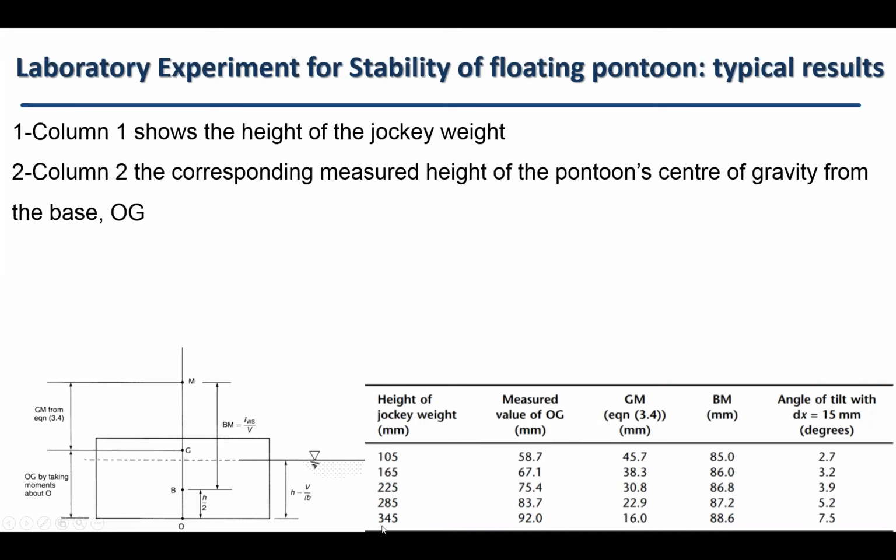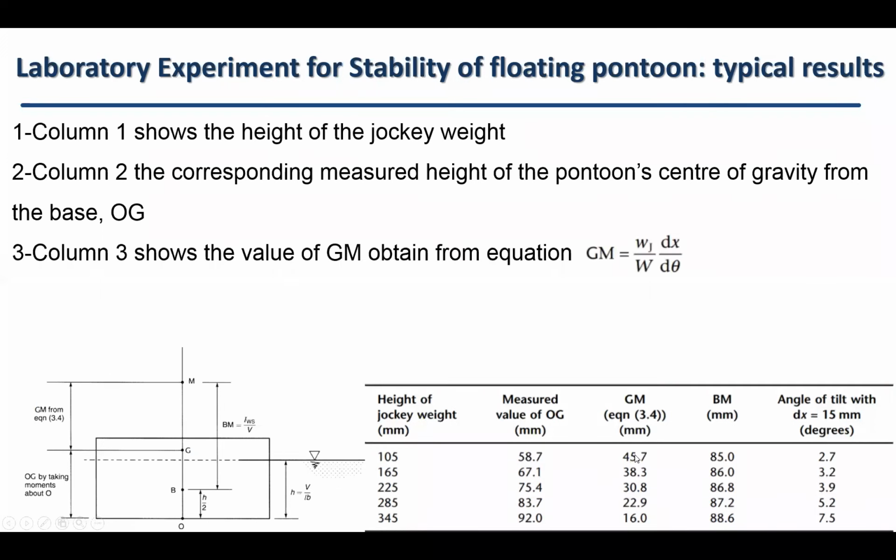As you can see, it's increasing. The jug weight height increases up to 34.5 centimeters, and the OG also increases from 5.87 centimeters to 9.2 centimeters. And in column 3, we're going to use this ratio. We measure the dx, and we know that one. Just bear in mind, for the last column, we move the first indent only 15 millimeters, or 1.5 centimeters.